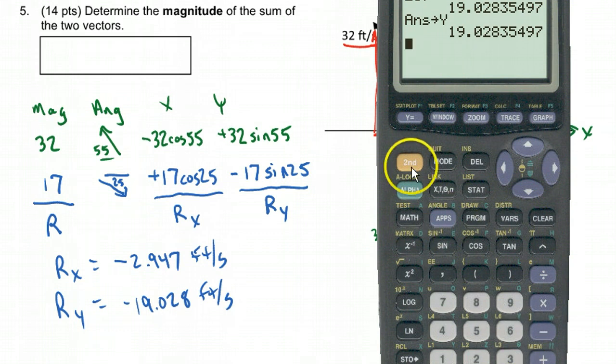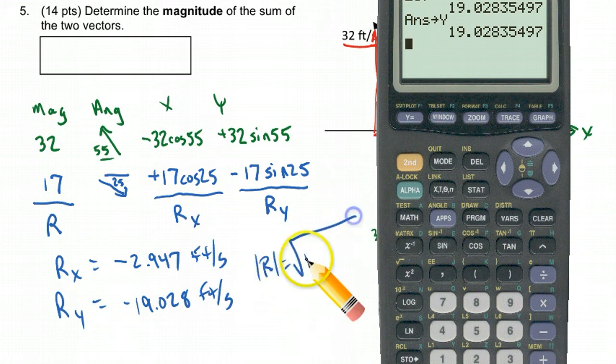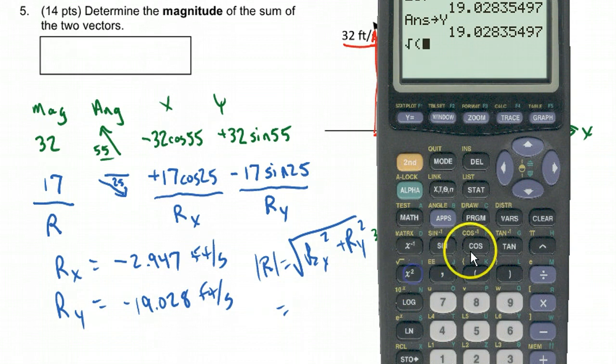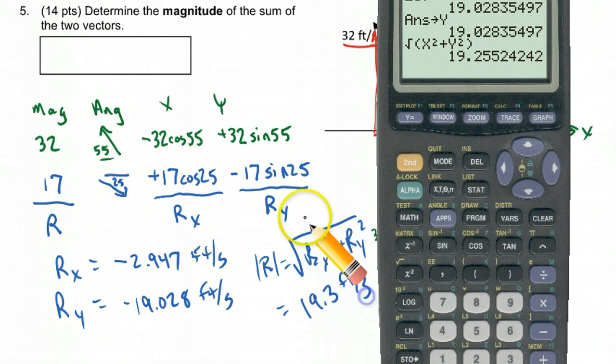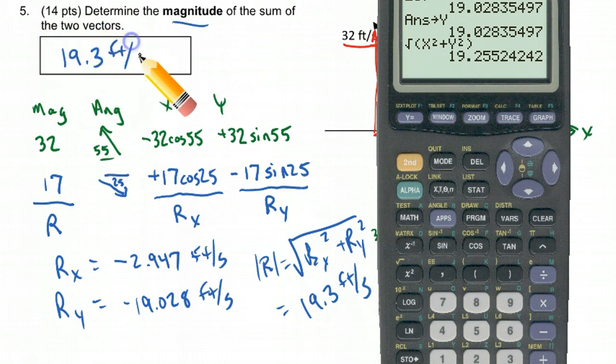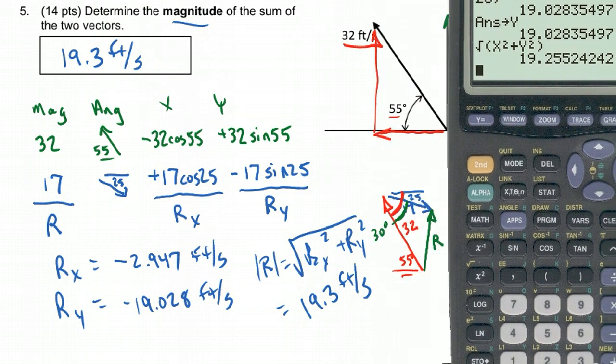Alright, and then my magnitude is just going to be the square root of R sub x squared plus R sub y squared. So, second, square root, x squared plus y squared. 19.255, or about 19.3. Again, feet per second. That's all we're asked for. We don't need to figure out the direction since it wasn't asked for. Feet per second. Okay.